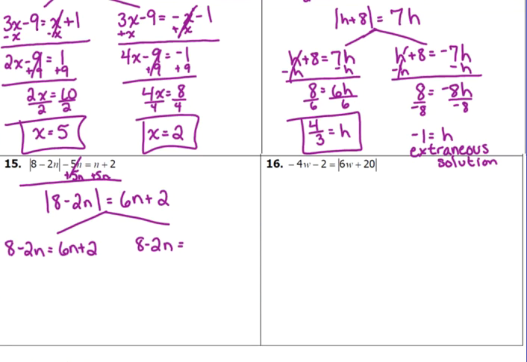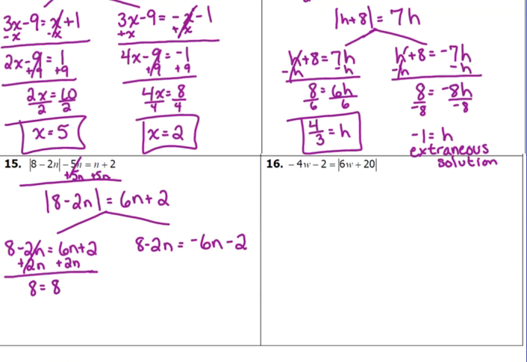Second one, drop the absolute value, change all signs on the right side. So that becomes -6n minus 2. Yes, I'm being very repetitive in the things that I'm saying, but I firmly believe that the more you hear it, the more you think it, the more you do it, the more likely it is to stick. So I will say a lot of things repetitively in this class.